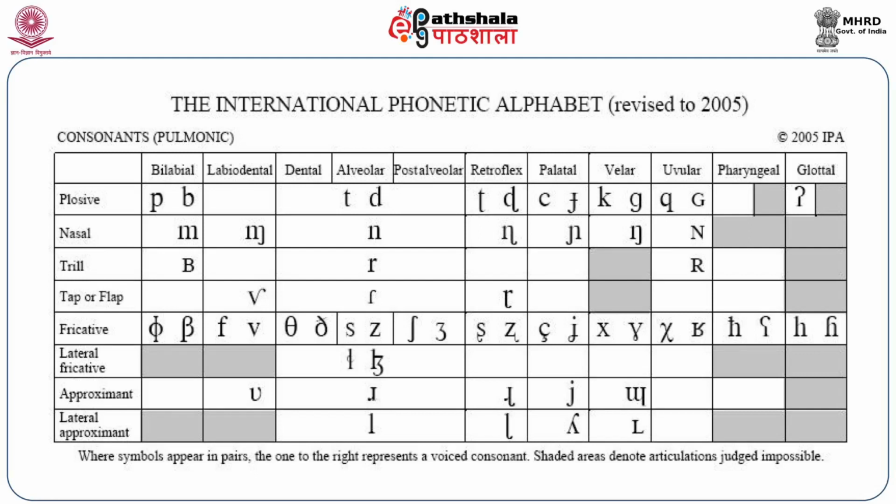Plosives are sounds that are produced with complete closure of the air passage, and there is explosion or plosion when they are produced with a sudden release of air. Nasals are produced with the air passage moving through the nasal cavity. Trills are produced with the active articulator hitting the passive articulator several times. Tap or flap, just once. Fricatives are produced with friction.